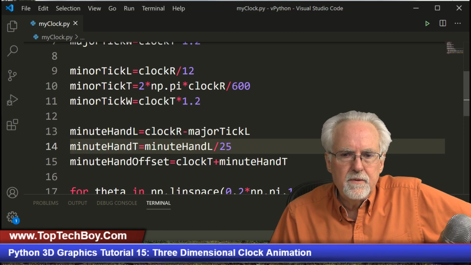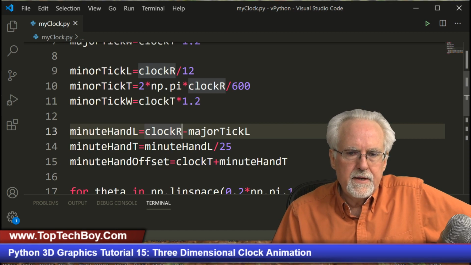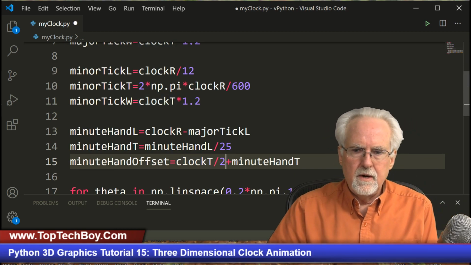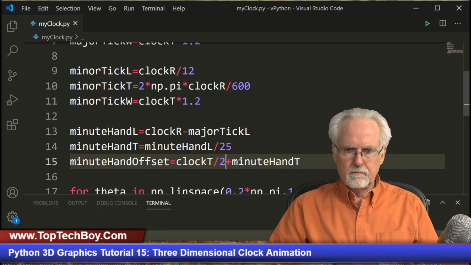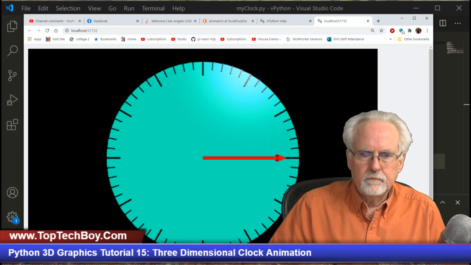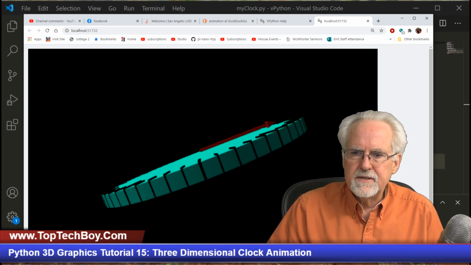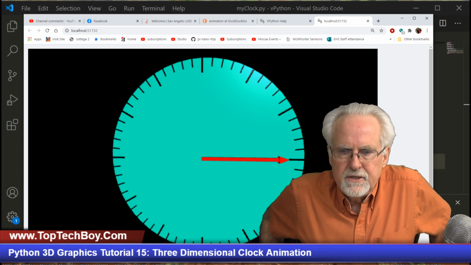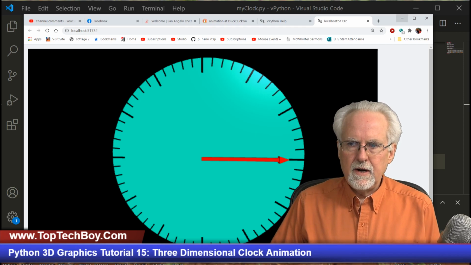So I am going to go clock radius. No, that's right, on length. On the offset, I'm going to go the clock thickness divided by 2 plus the minute hand thickness. So let's give that a try and see how that looks. Yeah, I like that. Do you see how that's now just barely, it's like the arrowhead is just barely touching. All right, so now I need to make the hour hand.